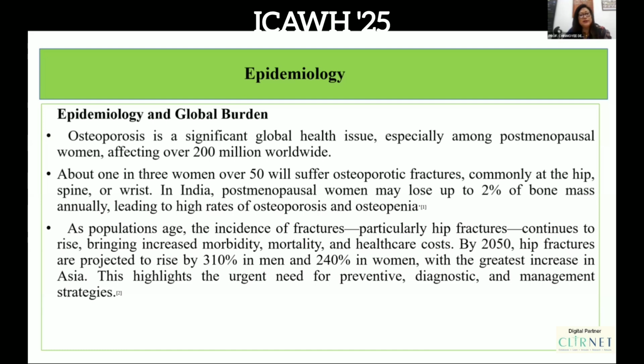As the population ages, the incidence of fractures, particularly hip fractures, continues to rise, bringing increased morbidity, mortality, and healthcare cost. By 2050, hip fractures are projected to rise by 310% in men and 240% in women, with the greatest increase in Asia. This highlights the urgent need for prevention, diagnostic, and management strategies. This is very important for postmenopausal women's health.